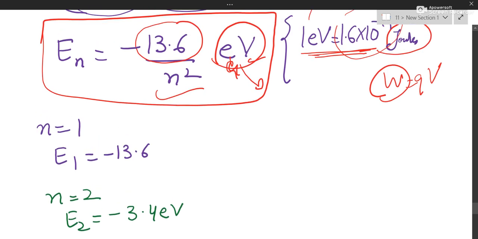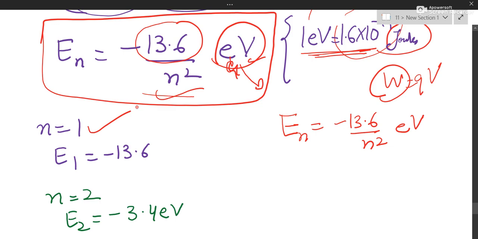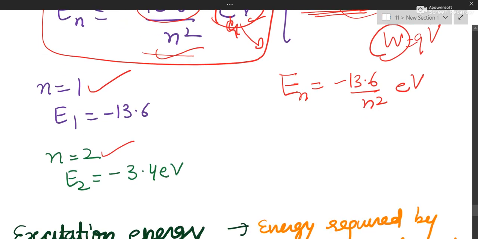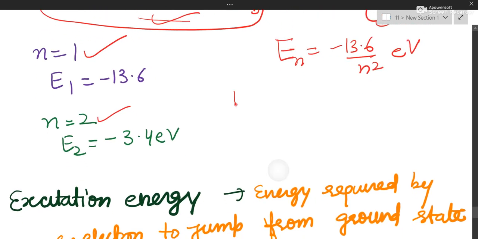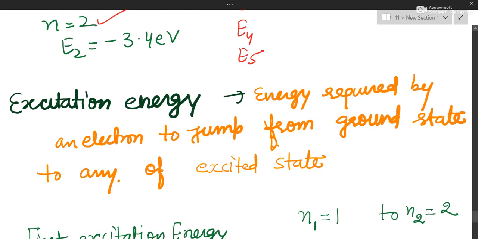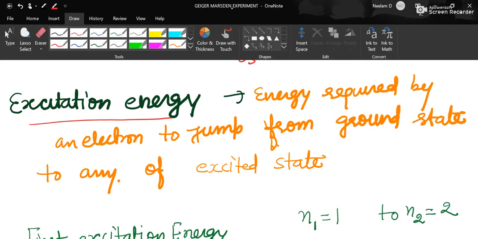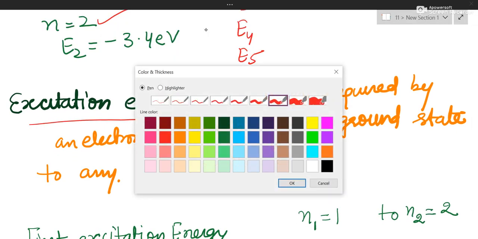So this is a general expression. The general expression for energy in nth shell is given by minus 13.6 upon n square electron volt. When I put n as 1 and 2, you divide and you will get the values, and similarly E3, E4 and E5 up to 5 values. You can memorize them, it's good for you. Then coming to these two terms, there are two terms that we need to deal with.